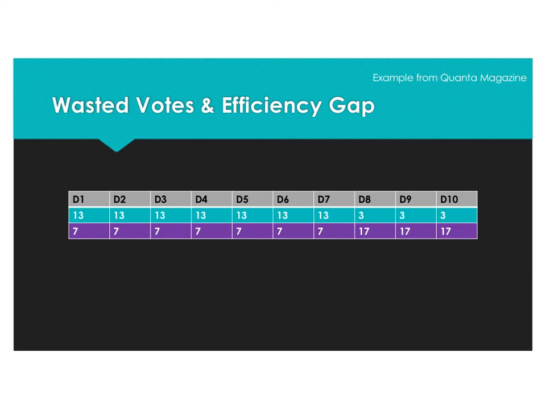And let's take a look at one more scenario. We can see that purple lost Districts 1 through 7, so all of those votes were wasted. Purple also won Districts 8 through 10, but they only needed 3, so each of those districts had 14 wasted votes. In green, they won Districts 1 through 7, but they only needed 7 votes, which meant that they had a surplus of 6 votes that were wasted. And then green lost Districts 8 through 10, so those were also wasted votes, giving us a total of 40 out of 200 wasted votes, which comes out to an efficiency gap of 20%.